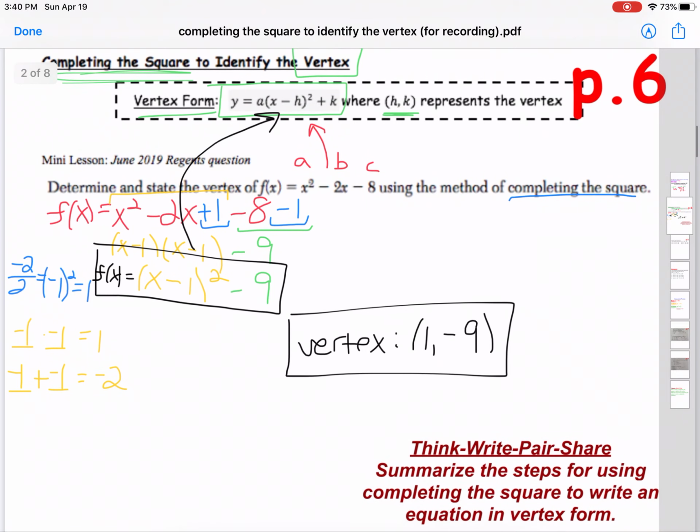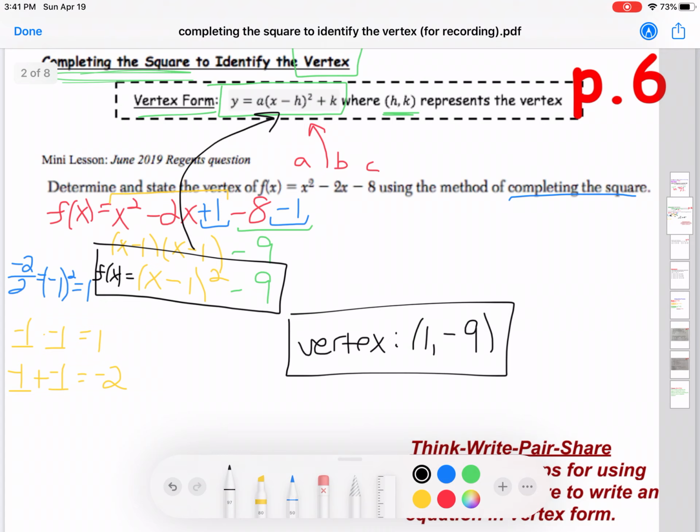So before we move on to the guided practice, our think, write, pair, share question says to summarize the steps for using completing the square to write our equation in vertex form. So let's summarize those steps that we just did. The first thing that we did, I'm going to just call this, is space out the c term. Again, in this problem, our c term was -8. So the first thing I did is just kind of space that number out and move it to the side.